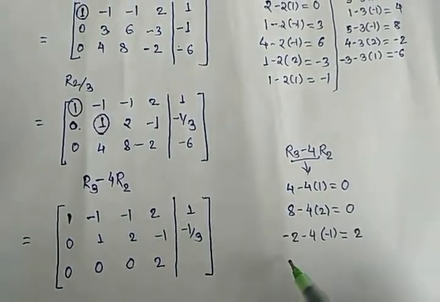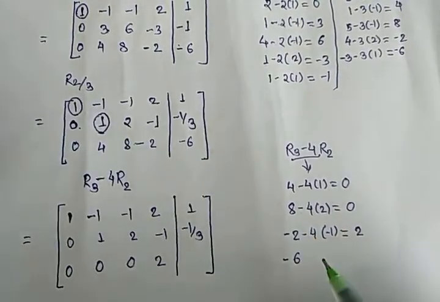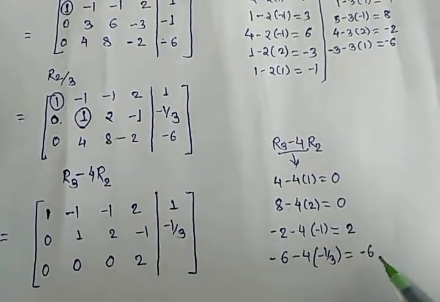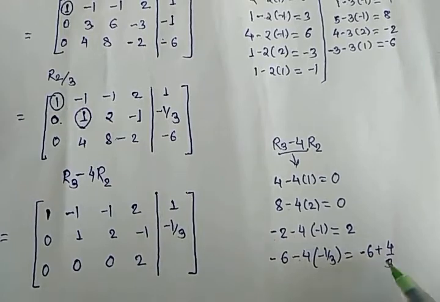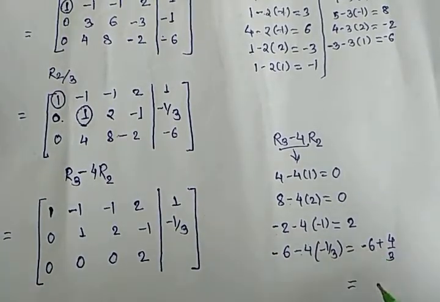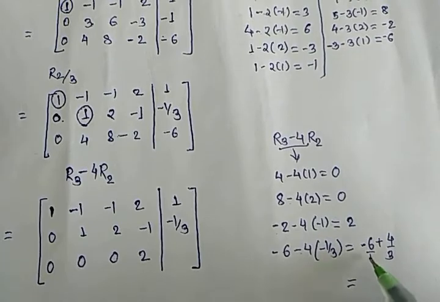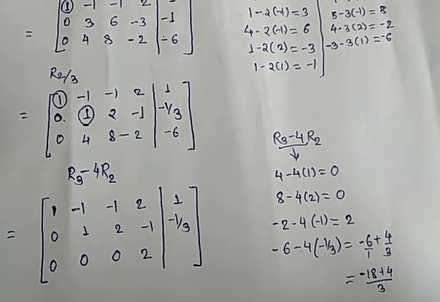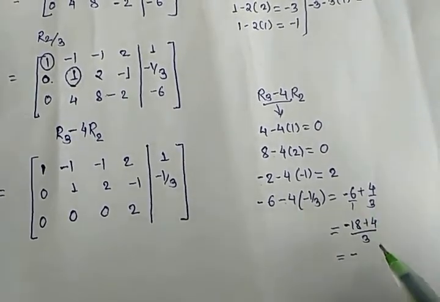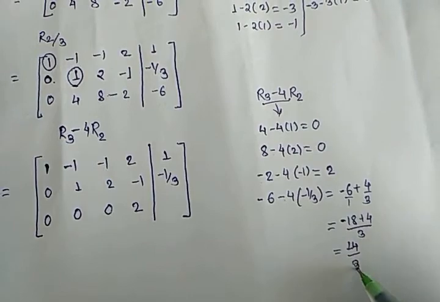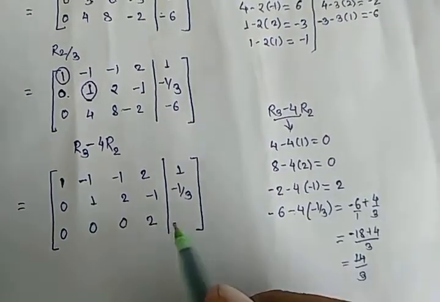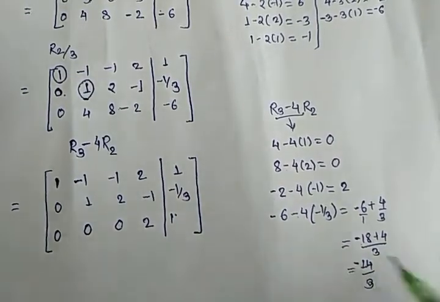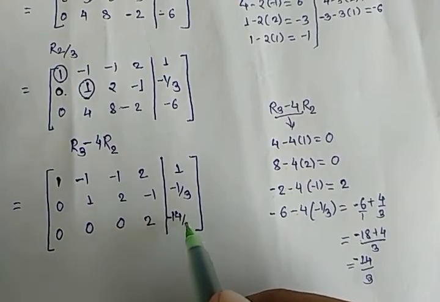And the RHS will be minus 6 minus 4 into minus 1 by 3. We solve it: minus 6 plus 4 by 3. We have to write it with an LCM, so minus 18 plus 4 divided by 3, which is minus 14 divided by 3.